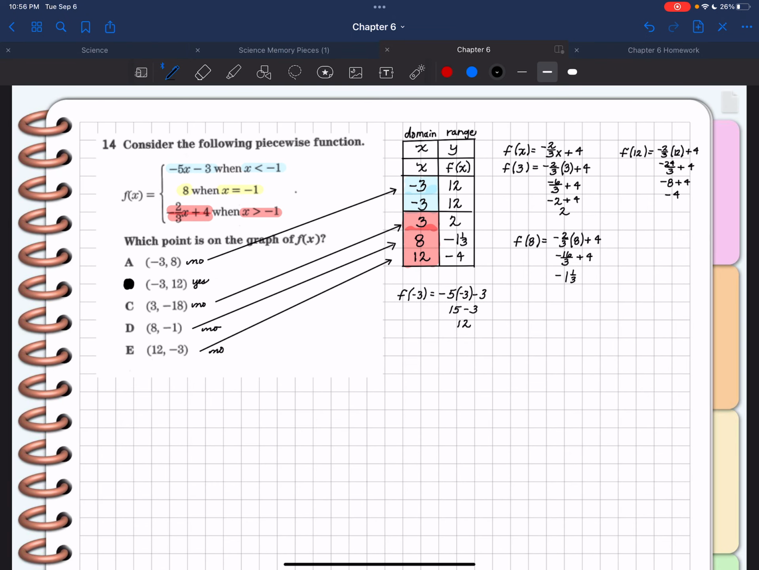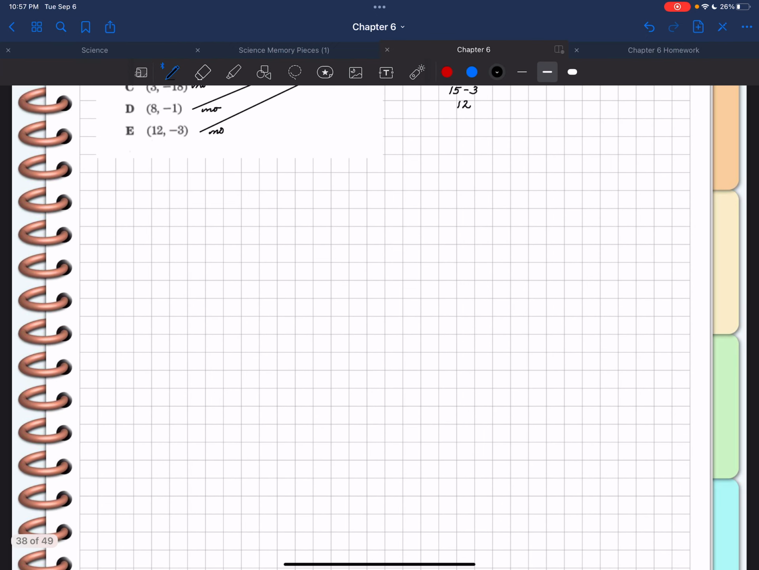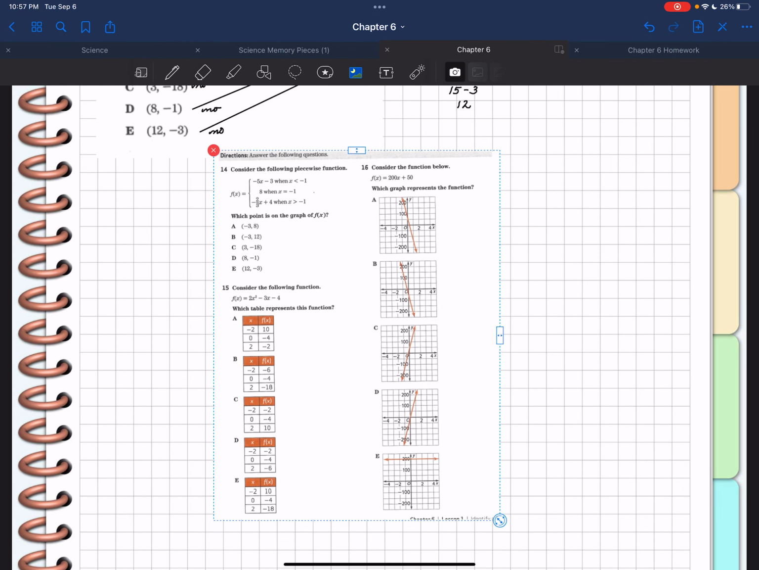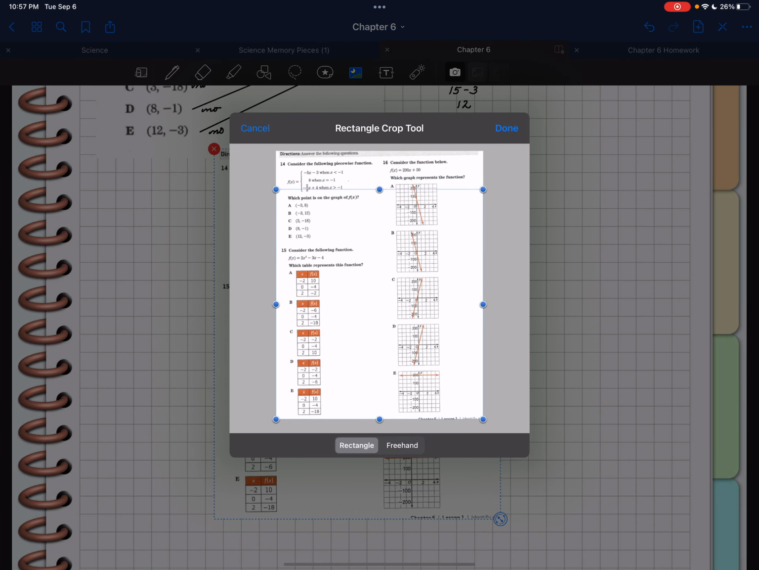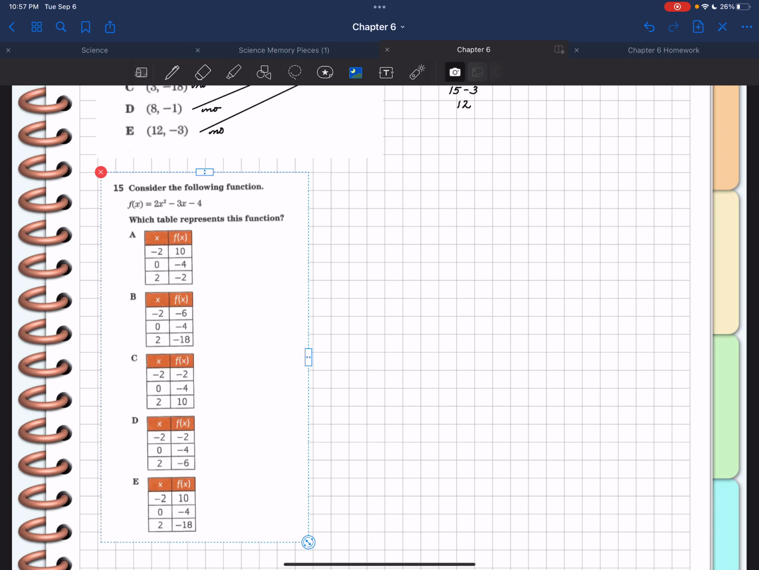Those piecewise functions were always very hard for me. So if they're tough for you, you are not alone. All right, let me bring in the next piece of this page. I want to get number 15 in frame and see what we have to do here. Consider the following function. Which table represents this function?